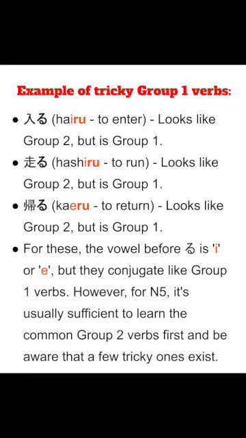Example of tricky Group 1 verbs. 入る looks like Group 2 but is Group 1. 走る looks like Group 2 but is Group 1. 帰る looks like Group 2 but is Group 1. For these, the vowel before ru is i or e, but they conjugate like Group 1 verbs.